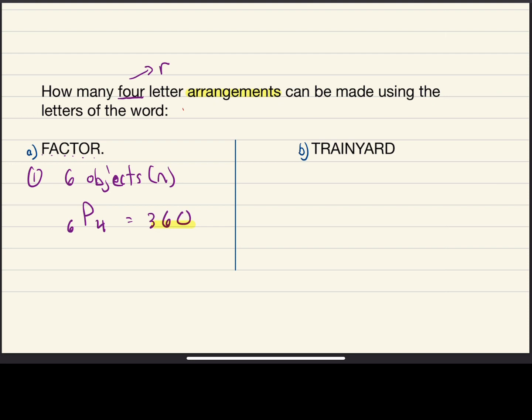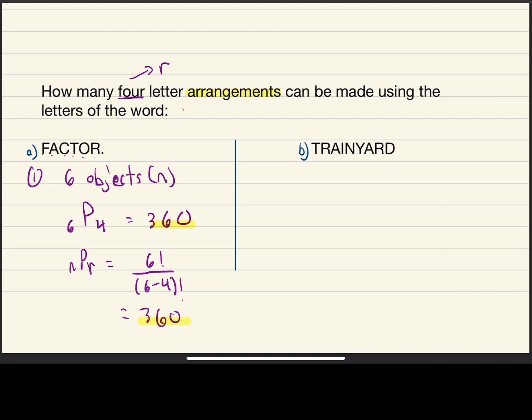And if we're using the formula, then your nPr is going to be equal to 6 factorial over (6 minus 4) factorial. Plugging that in carefully, you will also get 360 possible arrangements. So either one can work. It really just depends on the capacity of your calculator.